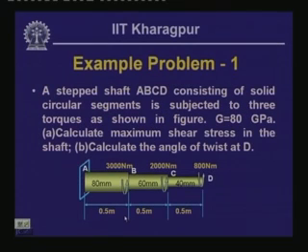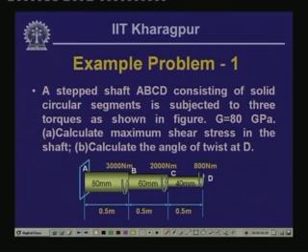Well, now let us look into some of the examples. In fact, these are the examples which I had said last time and asked you to look into. I am sure you have done this. Now, in this a stepped shaft ABCD consists of solid circular segments. There are 3 segments over here, the diameters of which are given here. This is 80 millimeter, this is 60 millimeter, and this is 40 millimeter.